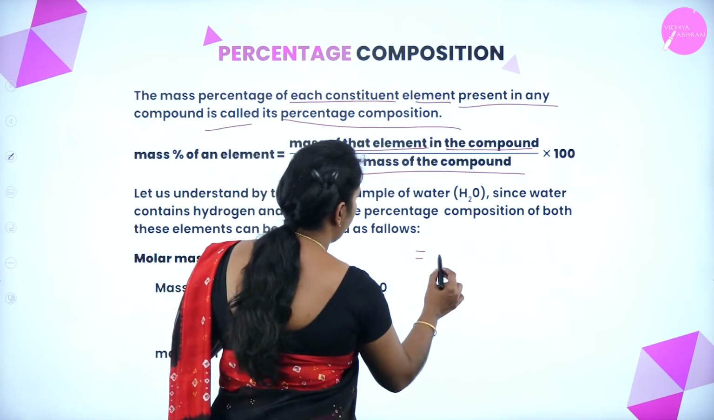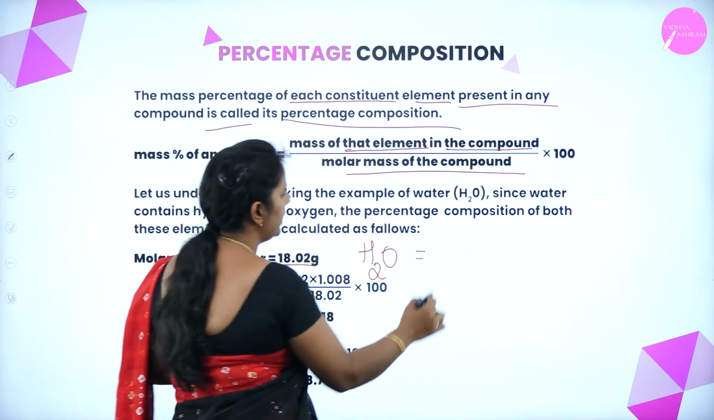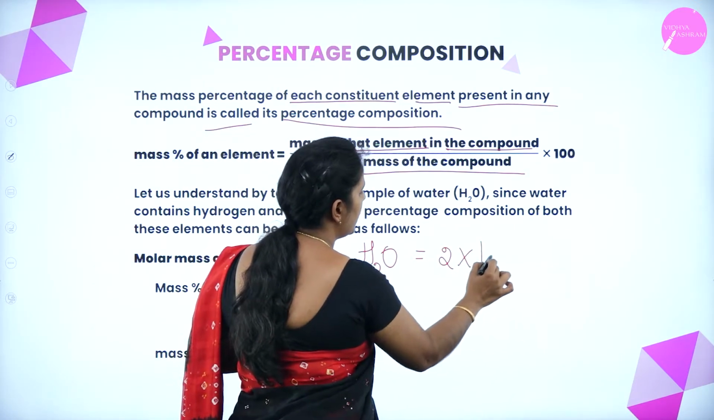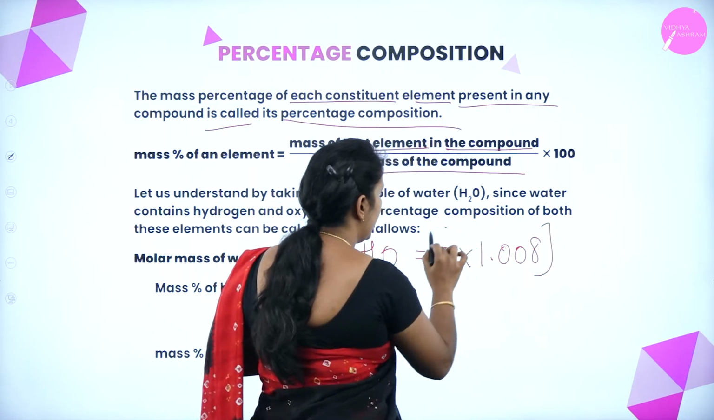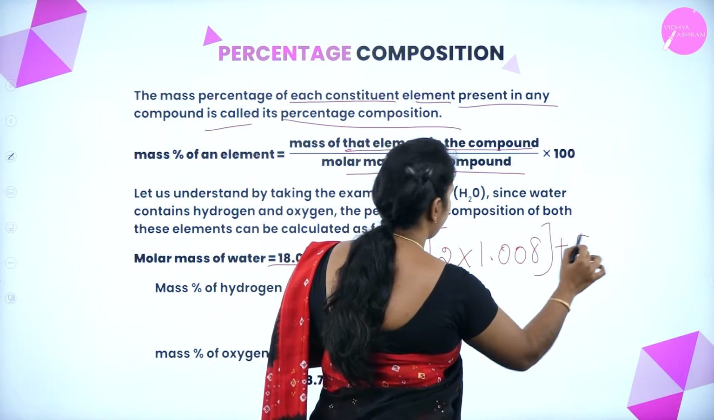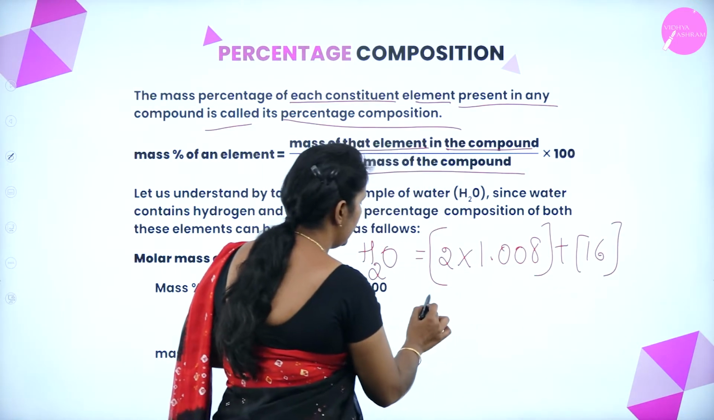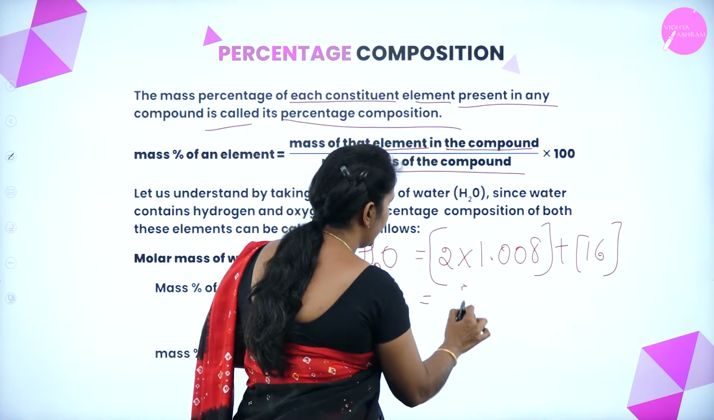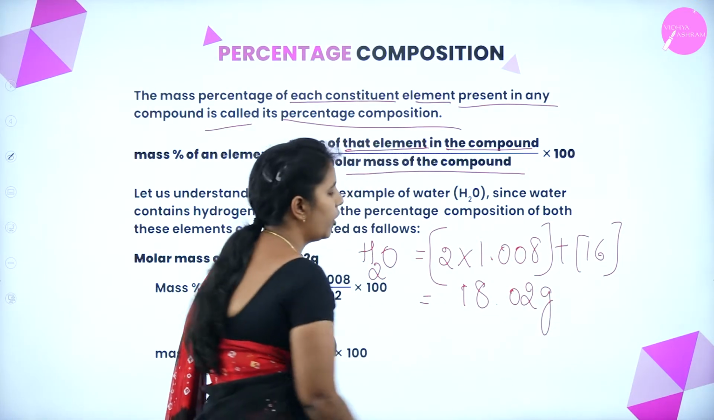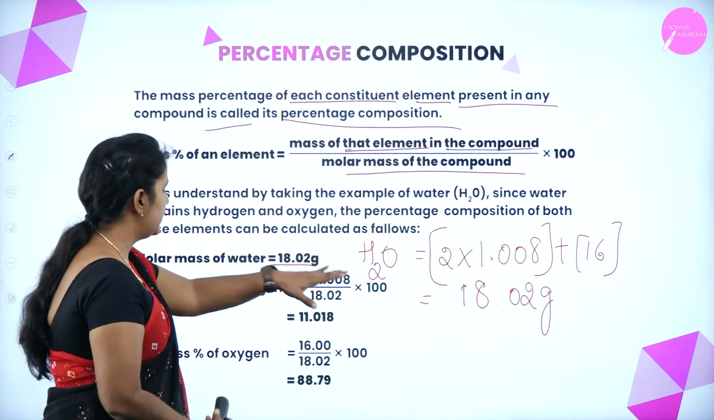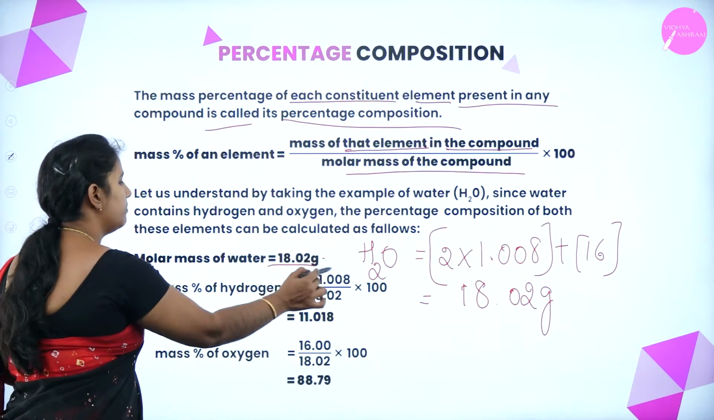So what is the formula for water? That is H2O, right? So 2 into the atomic mass of hydrogen, 1.008, plus, how many oxygen will be there? Only 1, it is 16. If you add these, you will get 18.02 gram, and this is the molar mass of water.